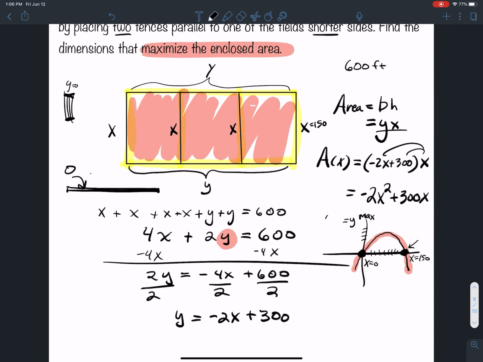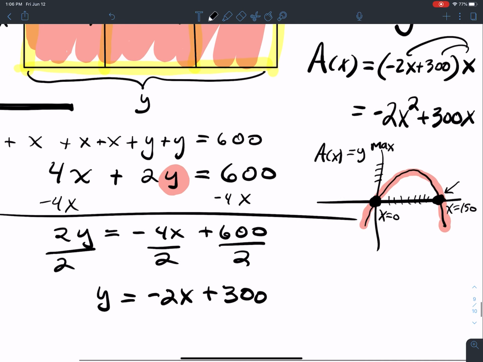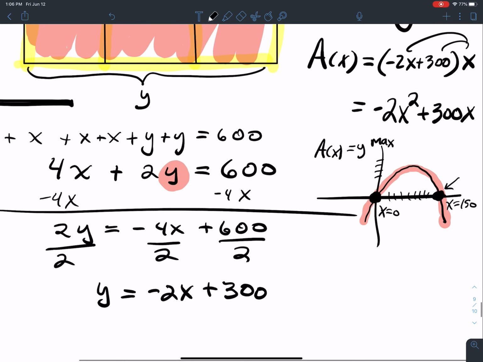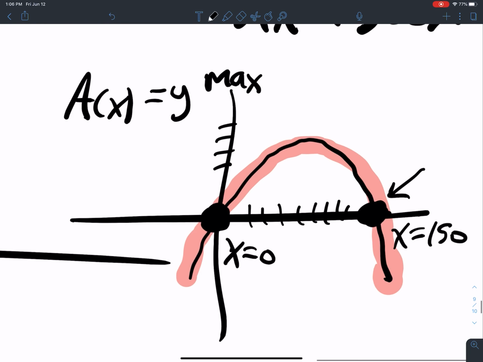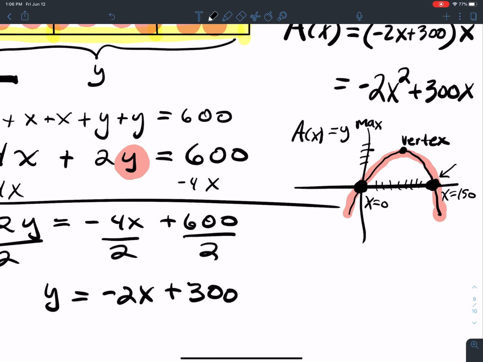The Y value is that A of X. So at what point is this going to be maximized? The value is maximized here at the vertex. So how do I get the vertex? The vertex is negative b over 2a, comma f of negative b over 2a.